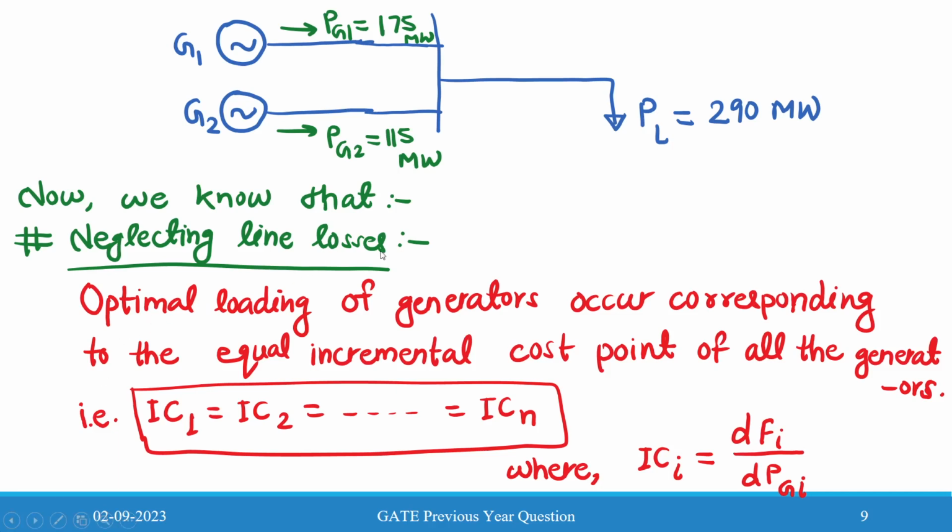If we neglect the line losses, we know that optimal loading of generators occurs corresponding to the equal incremental cost point of all the generators. That is, IC1 is equal to IC2, where incremental cost IC is the derivative of the fuel cost with respect to the power being generated by that generator.